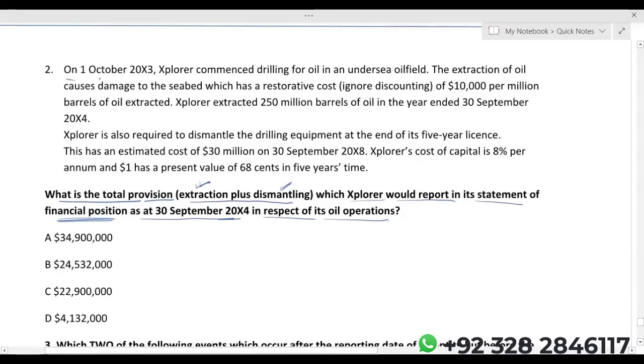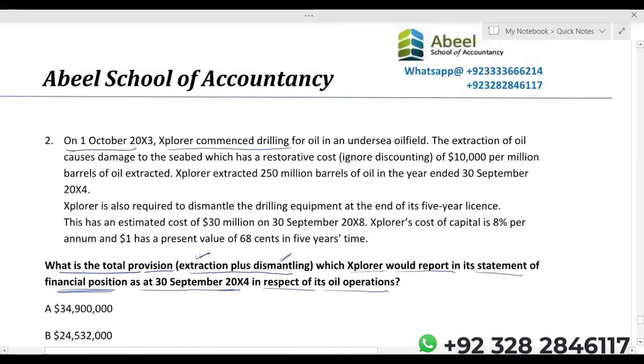On 1st October X3, Explorer commenced drilling for oil in an undersea oil field. The extraction of oil causes damage to the seabed, which has a restorative cost, ignoring discounting. Okay, thank you, examiner. Here, the examiner is saying ignore discounting as far as restorative cost is concerned. Take $10,000 per million barrels of oil extracted. So if 1 million barrels are extracted, then you have to bear the restorative cost of $10,000.